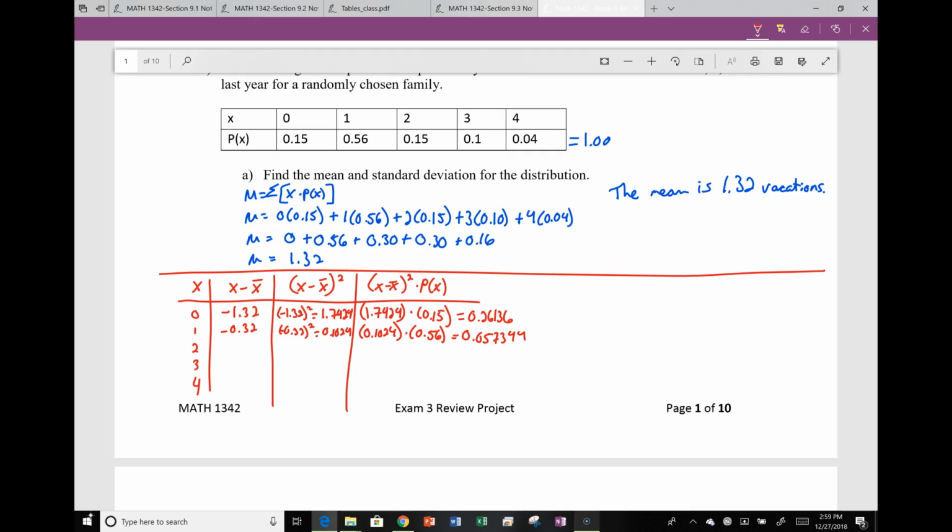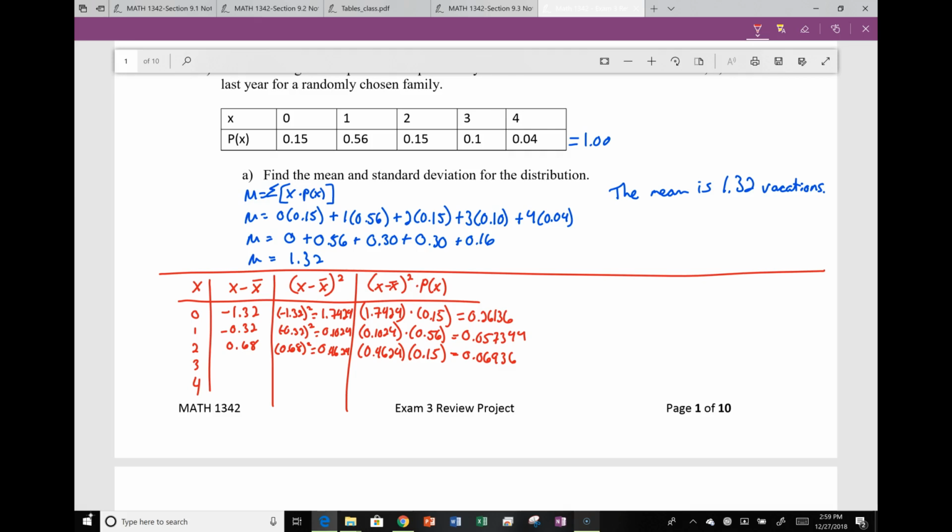Then we're going to take 2 minus 1.32, which gives us 0.68. 0.68 squared is going to give us 0.4624. 0.4624 times 0.15 is going to give us 0.06936.